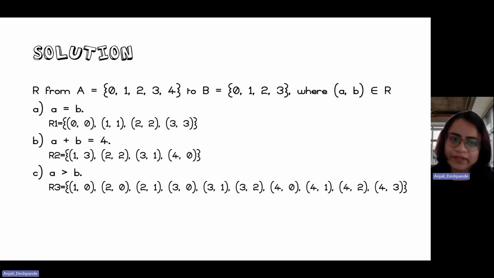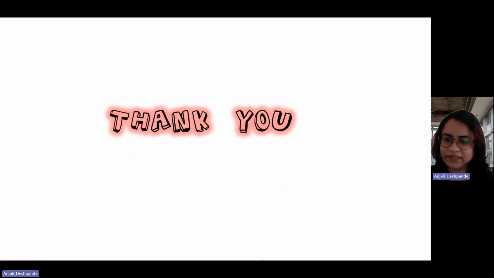If you look closely, (1, 3) and (3, 1) are present in relation R2 because 1 and 3 are present in both the sets. (4, 0) is there. However, the tuple (0, 4) is not present, because 0 is present in set A, but set B does not have the element 4. Similarly, the third question, a greater than b. All the tuples in which the element a is greater than b are present in the relation R3. I hope you all understood the concept of relations. Thank you.